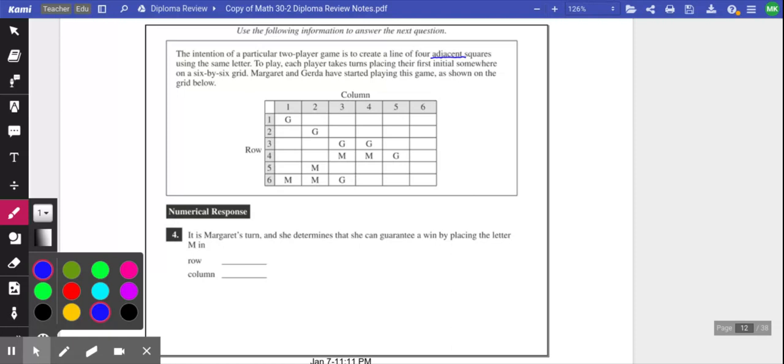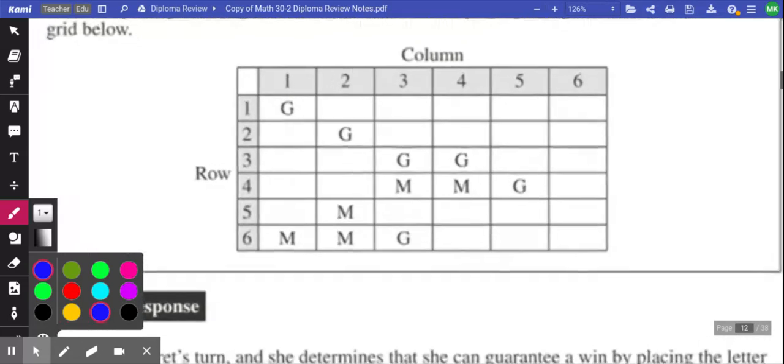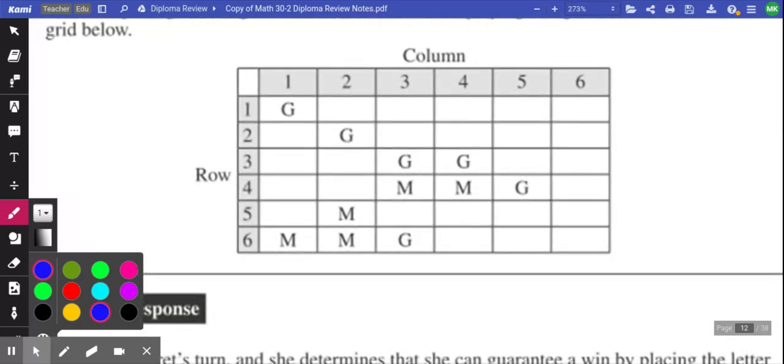Where can she place the letter M to guarantee she wins? Sometimes when people do this question, they try to look at this grid and figure out where she can put it to win right now. The number one mistake I see is that people think she could put an M here. Apparently I can't draw M's.